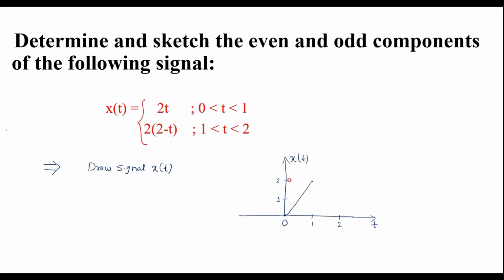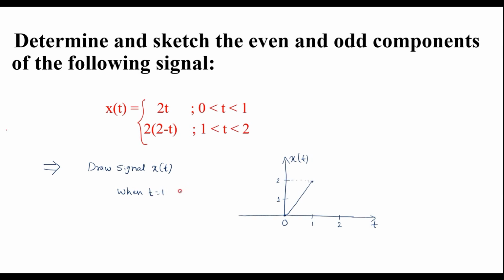So this amplitude is 2 here. Or also we can say that 2t is the equation of ramp signal which begins at t equal to 0 and having slope equal to 2. Now the value of x of t is 2 in bracket 2 minus t when t is in between 1 and 2.